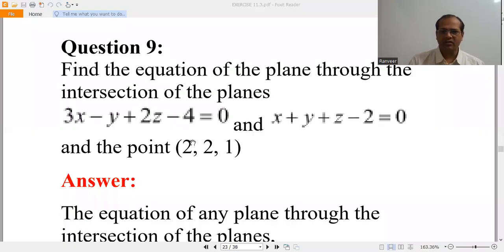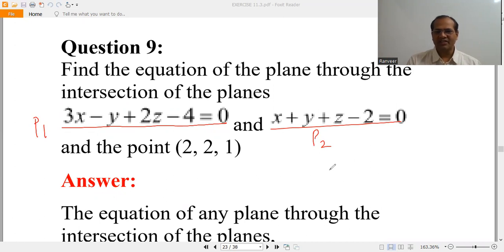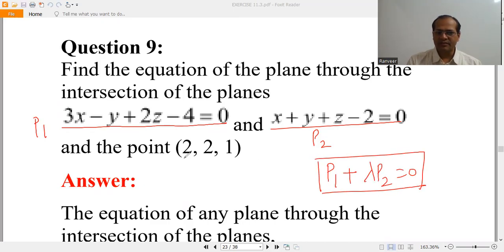Question number 9. Find the equation of the plane through the intersection of the planes. There are two planes. One plane is 3x minus y plus 2z minus 4 equal to 0, and the other is x plus y plus z minus 2 equal to 0. Suppose this is P1 and this is P2. So we know the equation of the plane passing through the intersection of two planes, we can write P1 plus lambda P2 equal to 0. Once we substitute the point in the given plane, we will get the value of lambda, and after that we just have to substitute the value in the given plane.